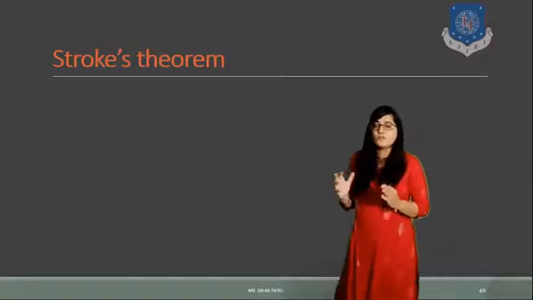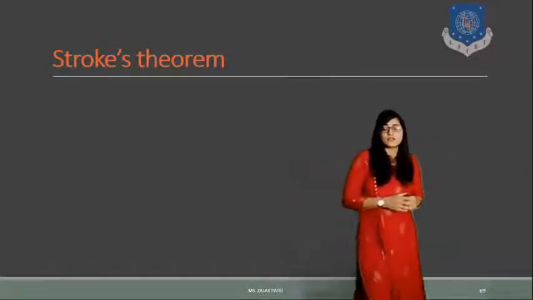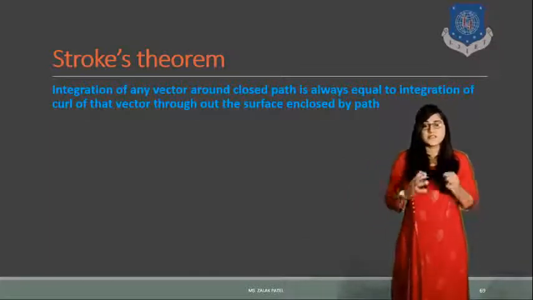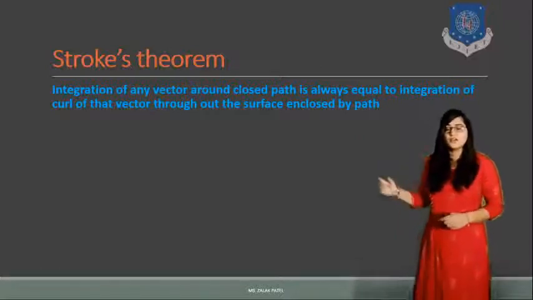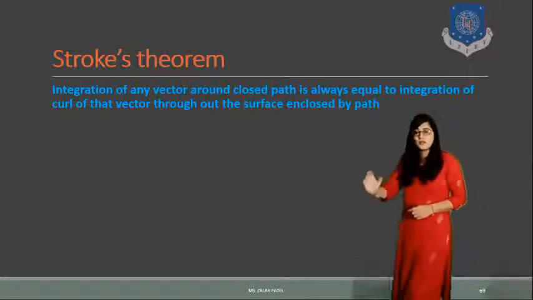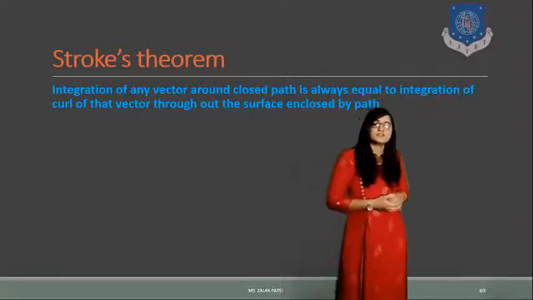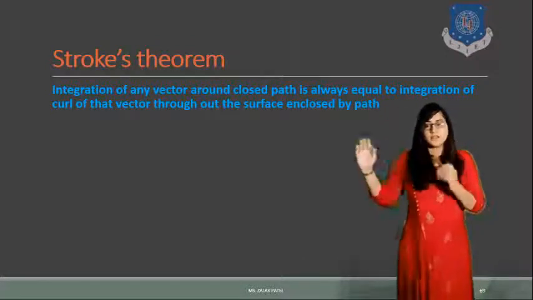Now let's see one important theorem related to magnetic field, that is Stokes theorem. According to Stokes theorem, first let's see the problem statement. Integration of any vector around a closed path is equal to the integration of curl of that vector throughout the surface enclosed by that path. Now let's understand.